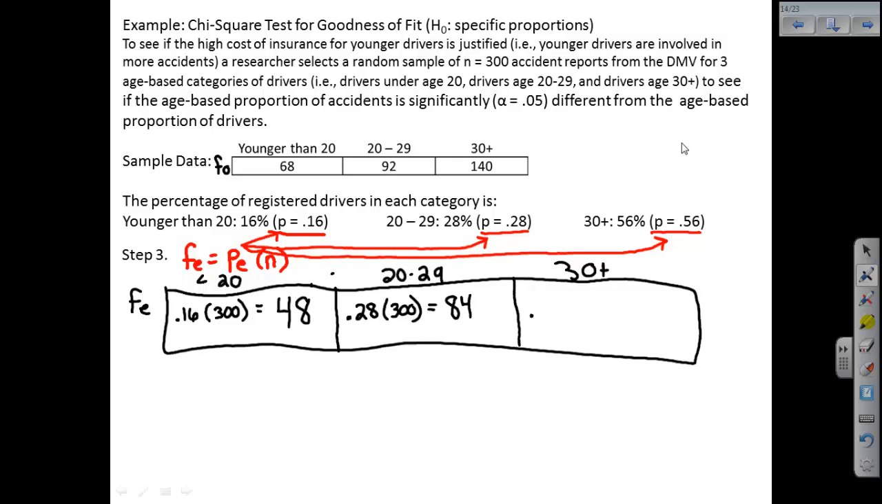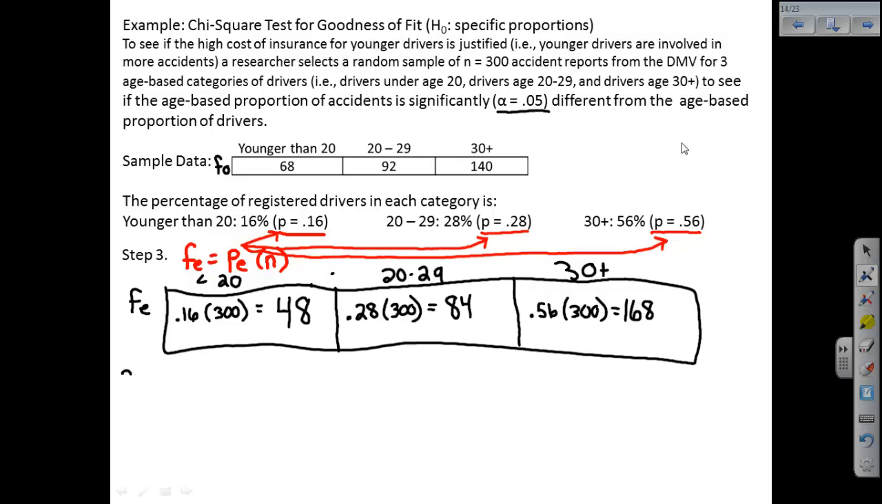And then finally, 0.56, the expected proportion based on the proportion of actual drivers that are 30 plus in the population, times 300. You get 168. So we would expect that 168 people in our sample of accident havers would be 30 plus if that equaled the proportion of drivers in the population. Again, just because there's a difference between the expected and the observed frequencies doesn't mean that you can automatically reject the null. It has to be a substantial enough difference for us to be confident, if alpha is 0.05, 95% confident, that that difference didn't occur just due to random chance.